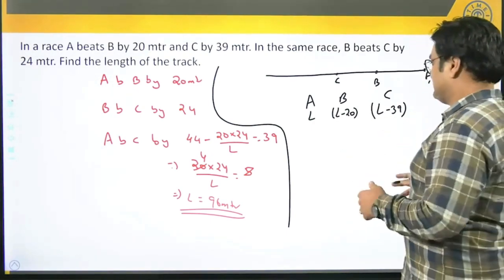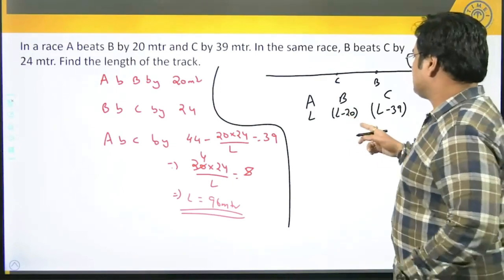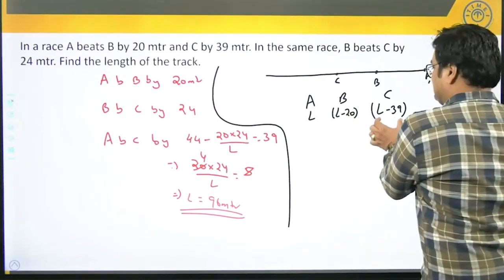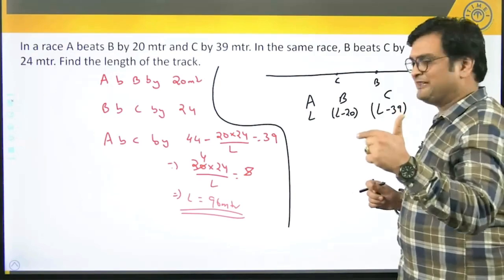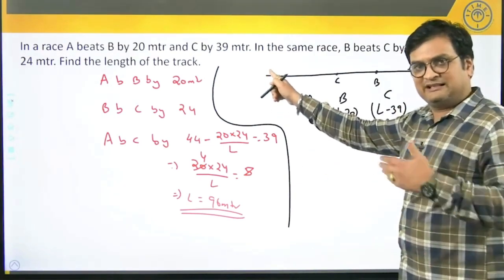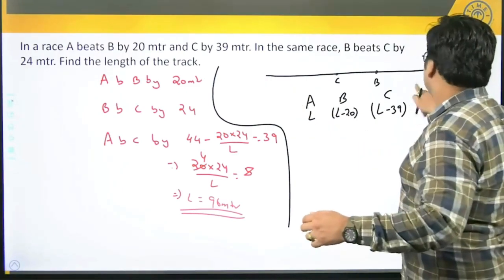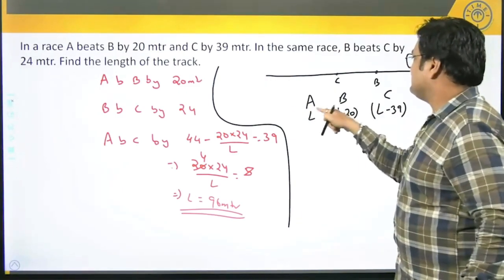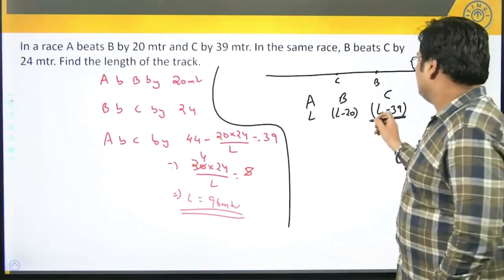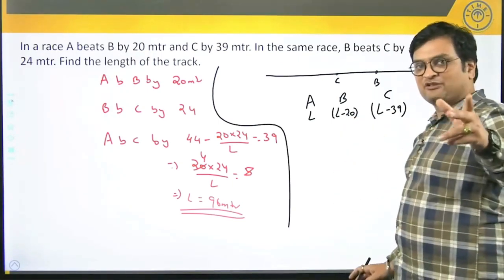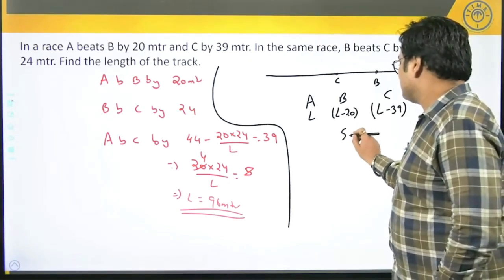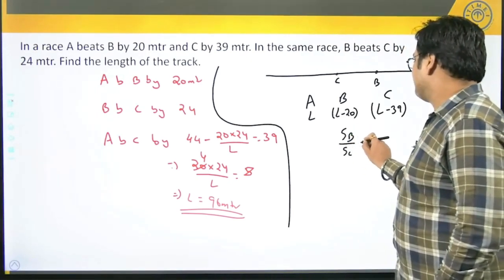So based on this, can I say, since B and C are traveling this distance and this distance in the same amount of time, they are starting the race together. Nothing is given about the starting point. We'll assume they are starting together. The time in which A reaches here, B reaches point B, C reaches point C. So thus can I say the ratio of the distances, since time is constant, will be nothing but the ratio of the speeds.